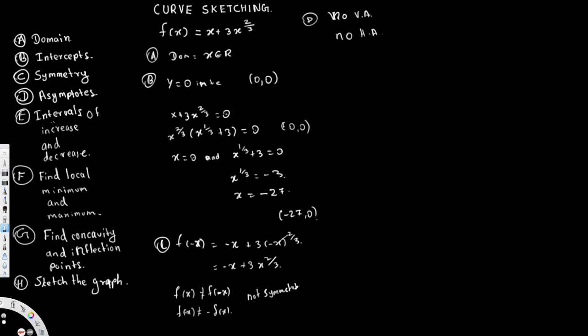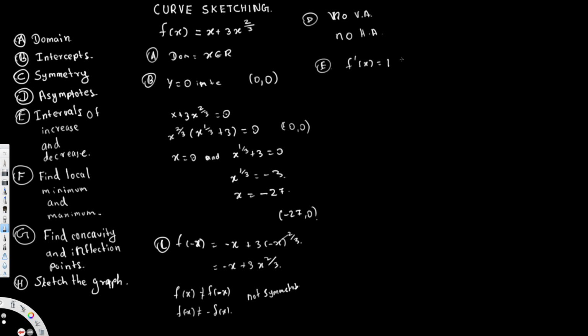Then, intervals of increase and decrease. To find this one, I have to take the first derivative. So the first derivative, f prime of x, is equal to the derivative of this one, which is going to be 1. Then the derivative of this one is going to be 2/3 minus 3/3, so the exponent is going to be minus 1/3.